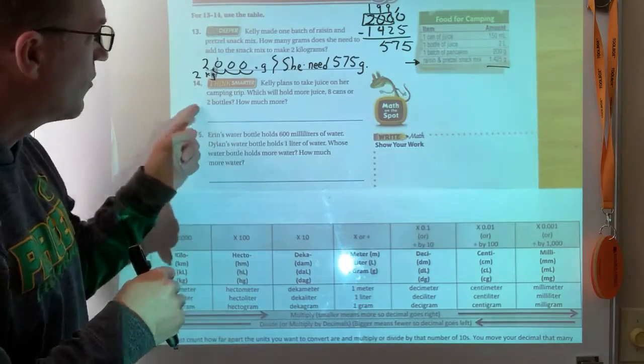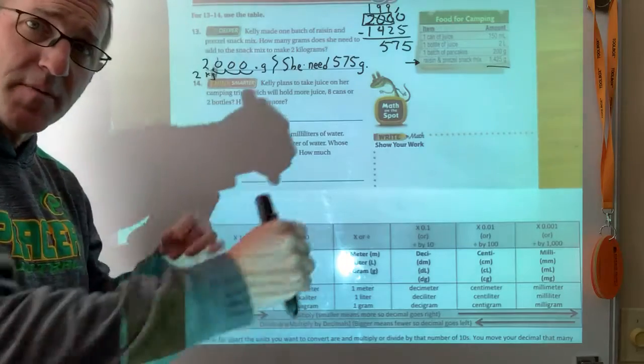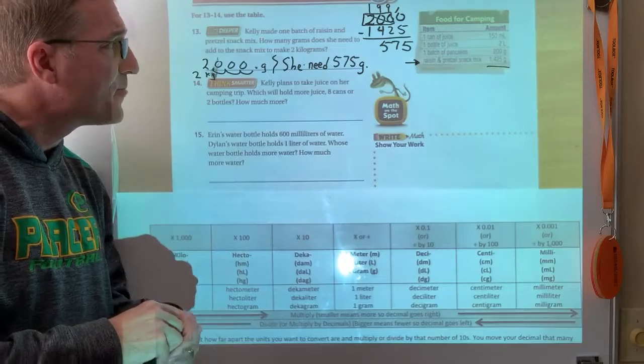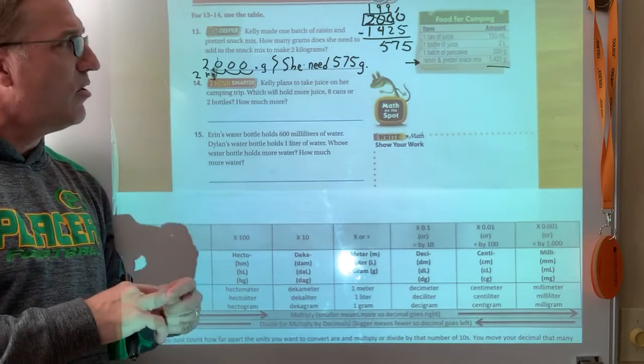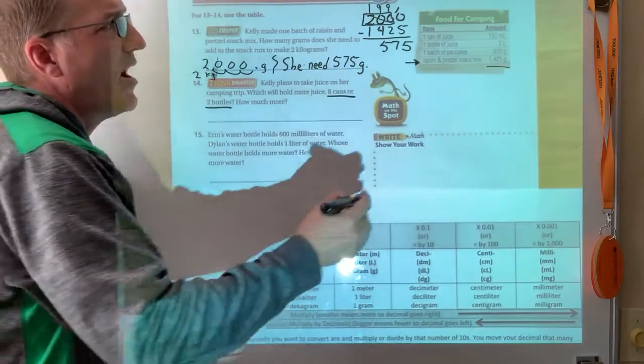So let's take a look at number 14. Talk about it a little bit. Pause it anytime. You want to try it on your own right now, or you want me to tease a little bit out, and then you do the math whenever you want to pause at that time. But Kelly plans to take juice on her camping trip. Which will hold more juice? 8 cans or 2 bottles? So I've got to look over here.